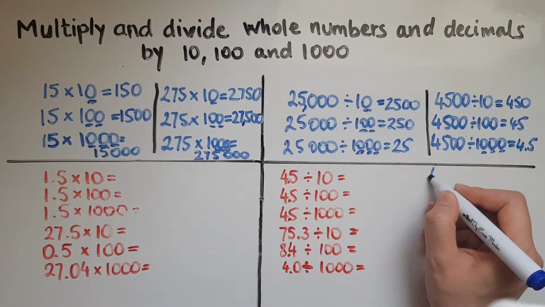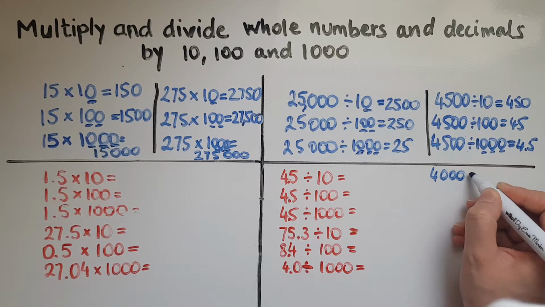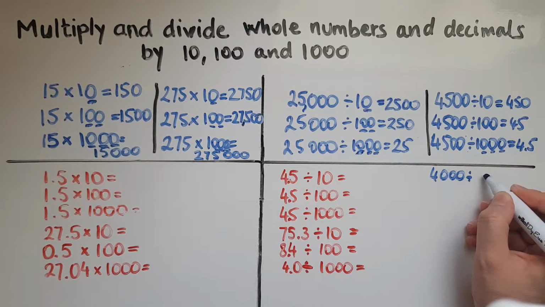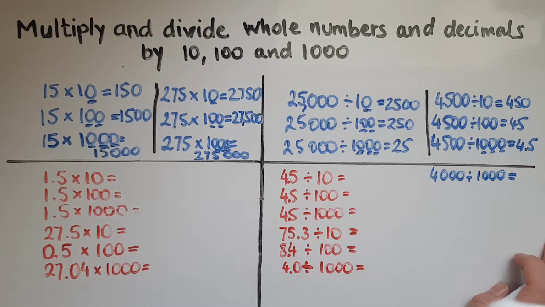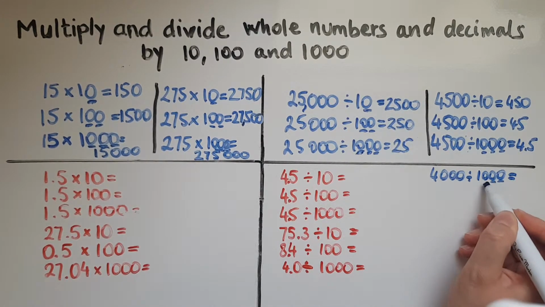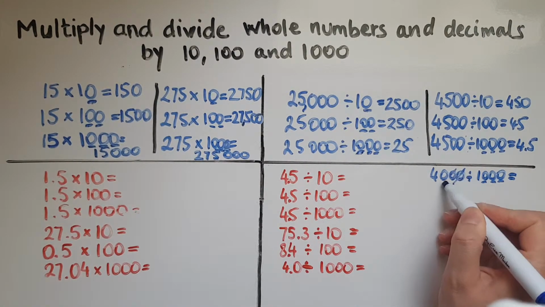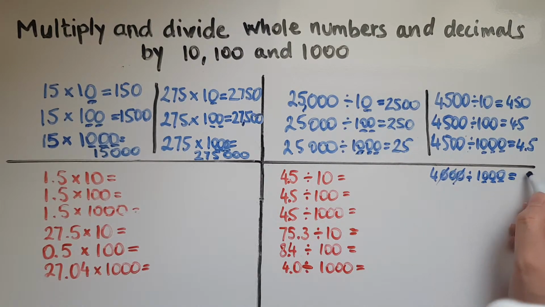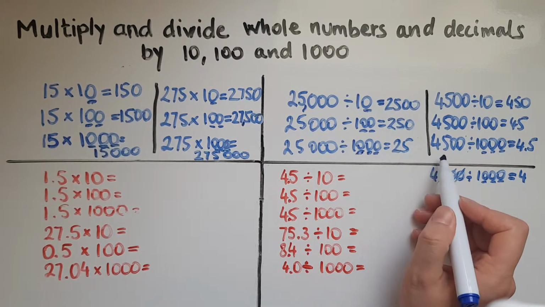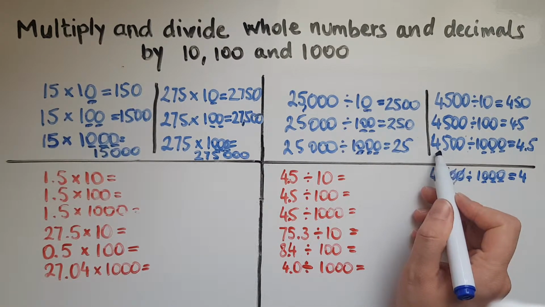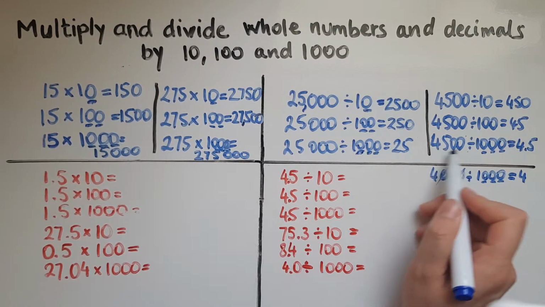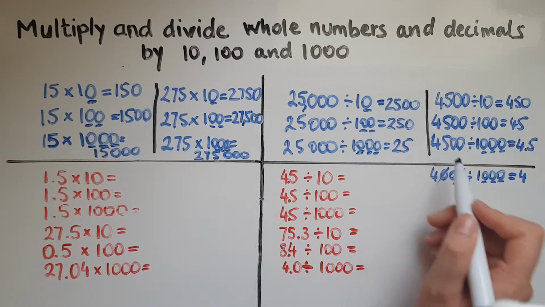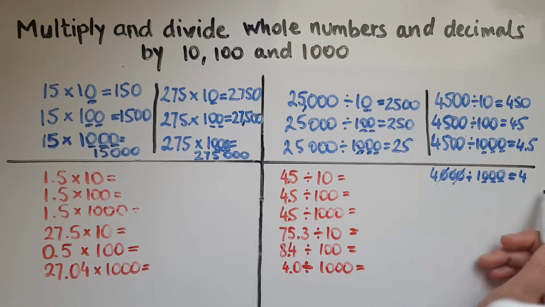If I had 4,000 divided by 1,000, what would my answer be? So I'd need to knock off 1, 2, 3 zeros. So 1, 2, 3, and I'd be left with just 4. But in actual fact, I had 4,500. So that's what is going to happen to the answer here as well.